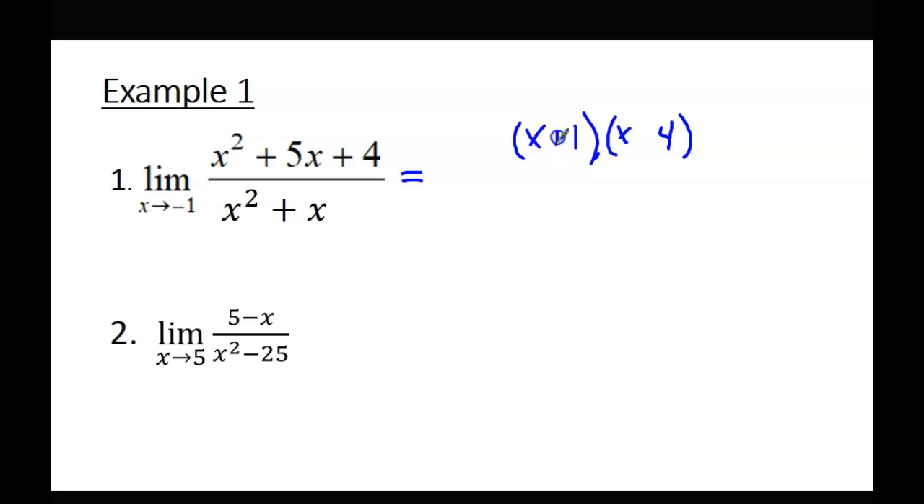But there it is. Now let's do the bottom. Now this is not a box method. This is just a GCF problem. What's their greatest common factor? X. So I'm going to take an x out. X plus 1 is what's left on the inside.